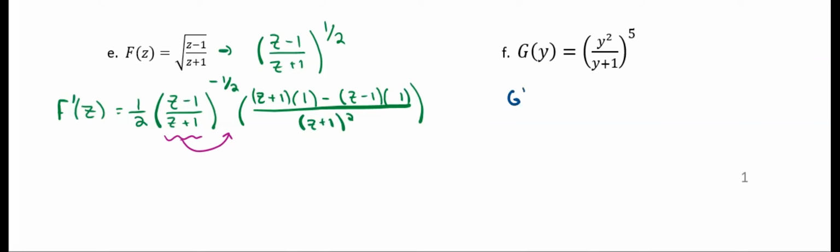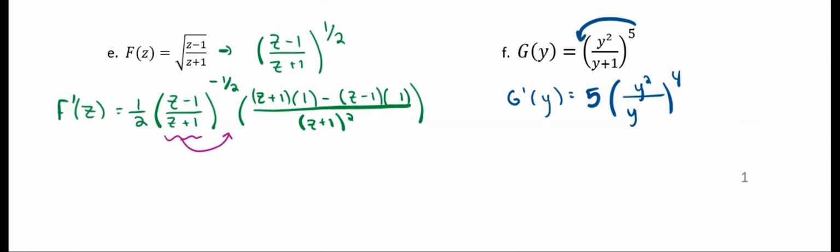So if we want to find g prime of y, we have our chain rule and our quotient rule. So our chain rule says bring down your power. So this would be a normal way of taking the derivative, subtract 1. And then because we're left with a function on the inside, the chain rule says you need to take the derivative of that. So that's where we get stuck with the quotient rule.